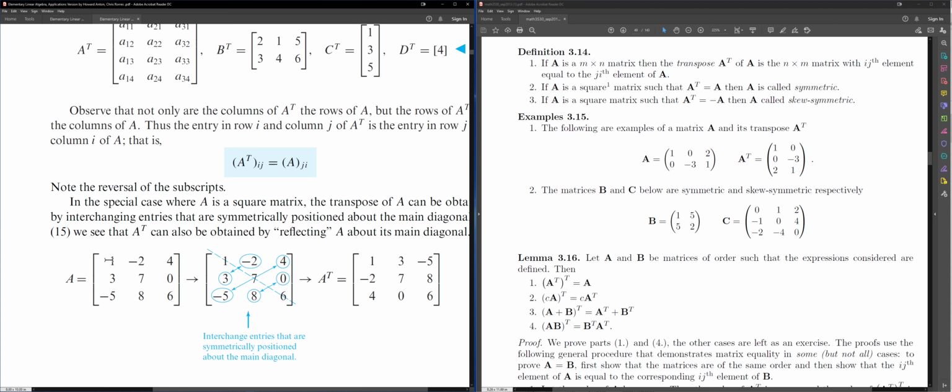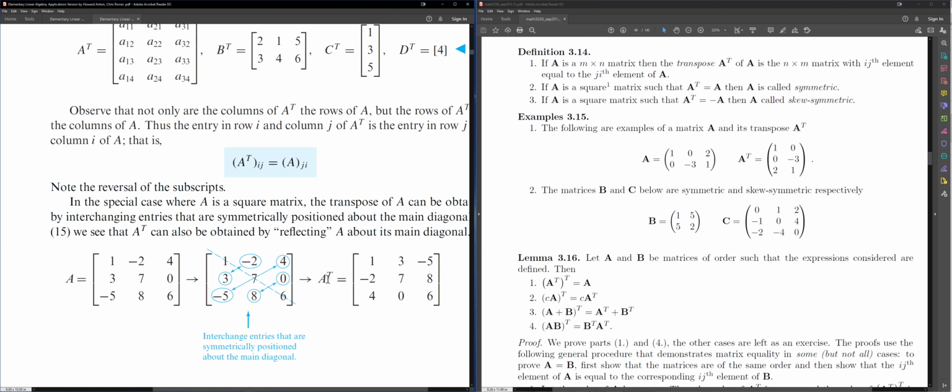To construct the transpose of a square matrix, you reflect in your main diagonal. So for example, this -2 will exchange position with 3, and the 3 will go to the position of the -2. So we have a square matrix A, and we form A transpose. Notice the definition of symmetric is that A transpose is equal to A.